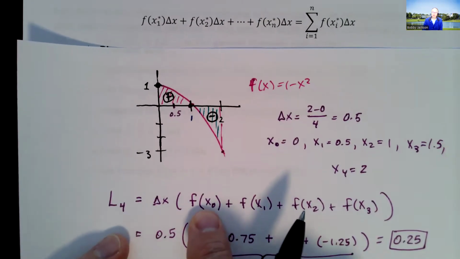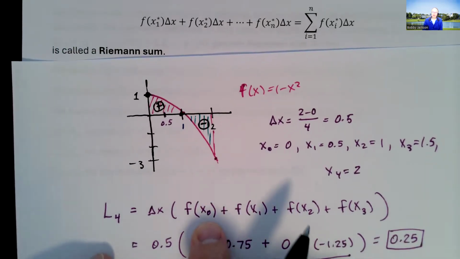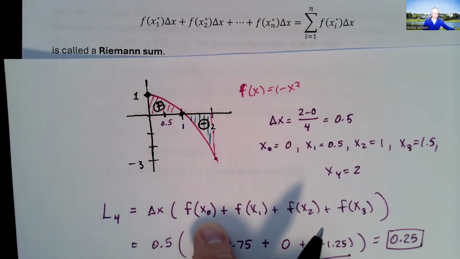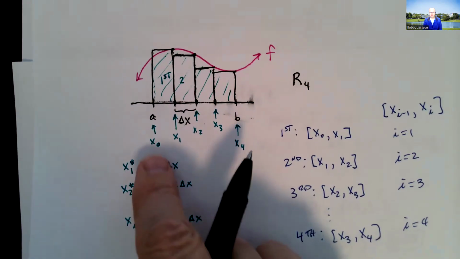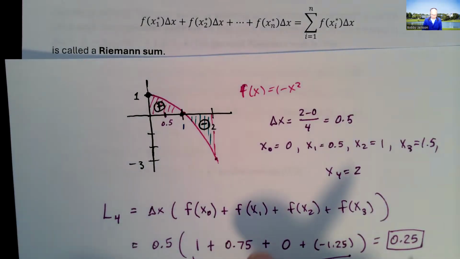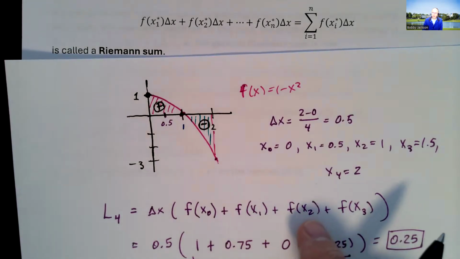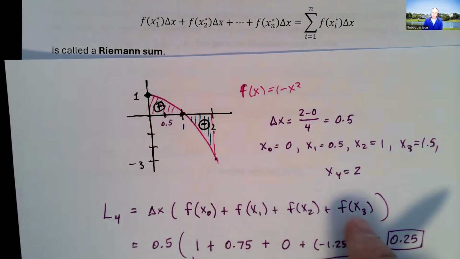And then I have f of what? X sub 0, because that, again, is the left-hand endpoint of the first subinterval, which goes from x sub 0, remember, the subinterval x sub 0 to x sub 1, so it's the left-hand endpoint there. The next subinterval, left-hand endpoint, is x sub 1. For the third subinterval, the left-hand endpoint is x sub 2, and then x sub 3.